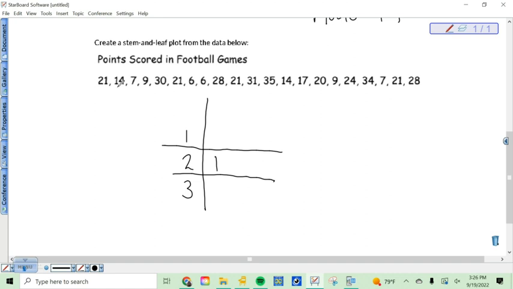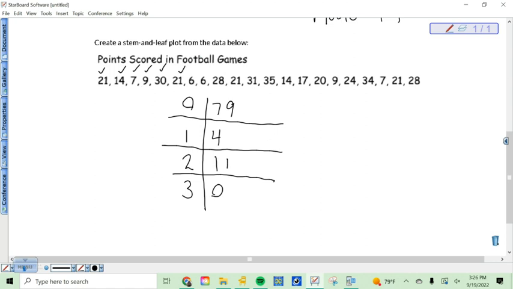Where's 14 going to go? So we need a 0 as well. Yeah, we need a 0 as well. Why do we need a 0? Where's that 7 going to go? Yeah, right by the 0. Where does 30 go? And what do I put over here? Good. And then I've got 21.